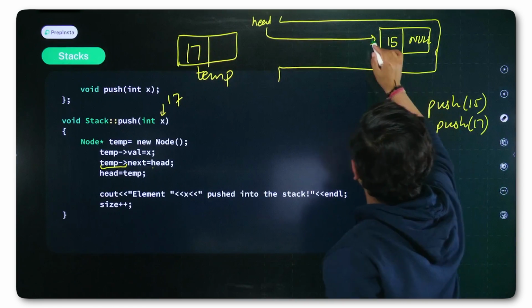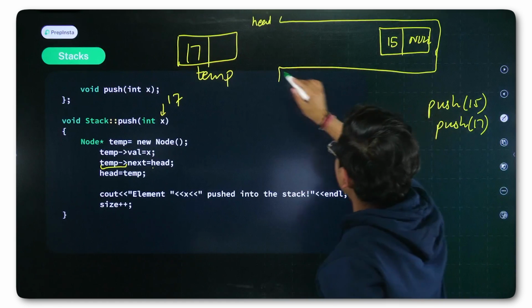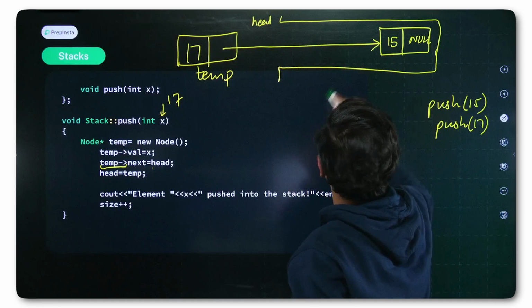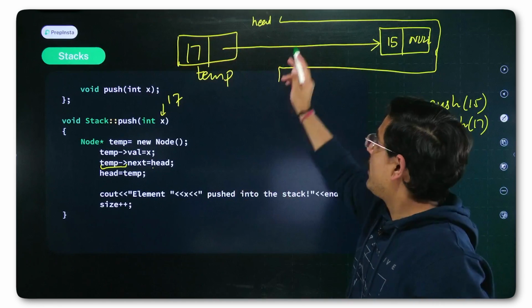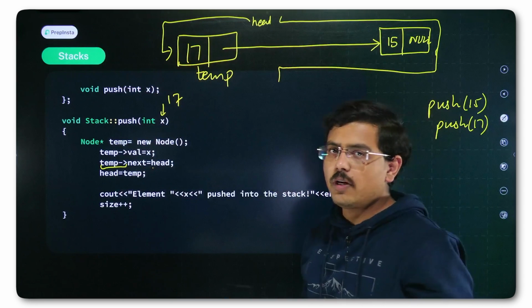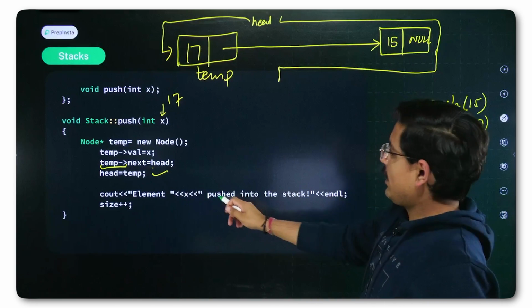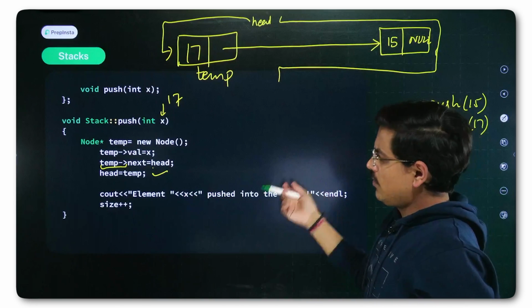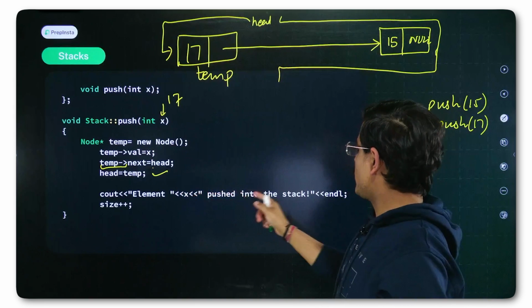तो what I did was, I did this. Fine. तो मैंने इसकी वैल्यू यहाँ डाल दी है. पहले हेड पॉइंट कर रहा था और अब हेड को मैंने कहा यहाँ पॉइंट करना शुरू कर दो. फाइन. इस टेम्प पे. फाइन. और एक ये मैं आउटपुट फॉर माई सेल्फ प्रोड्यूस करा रहा हूँ. सी आउट एलिमेंट एक्स पुश्ड इनटू द स्टैक.